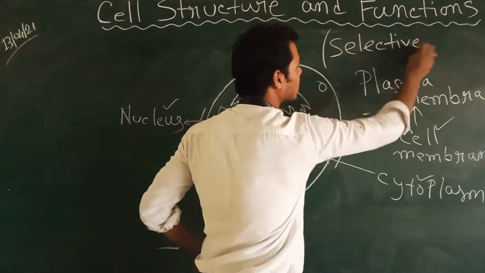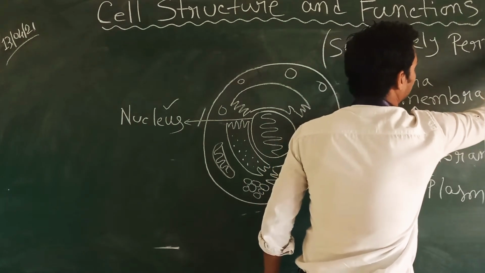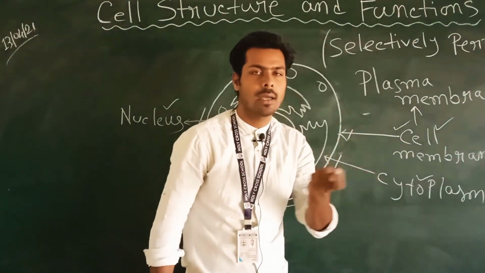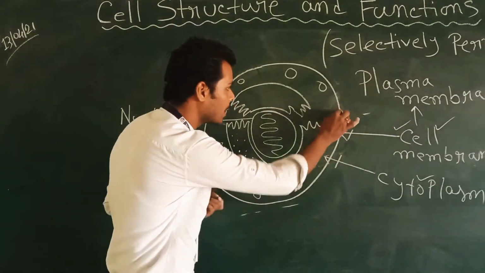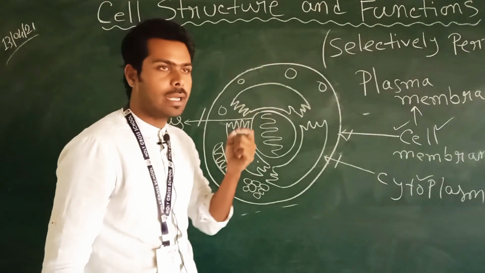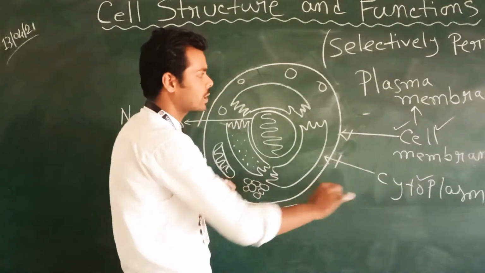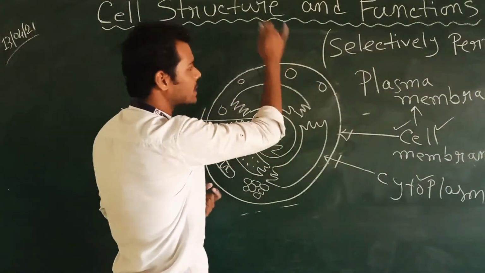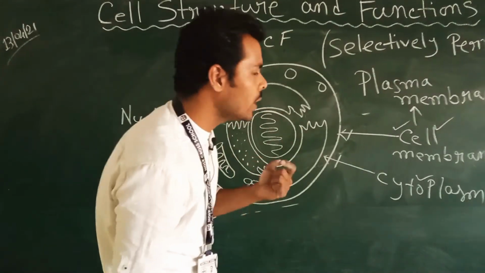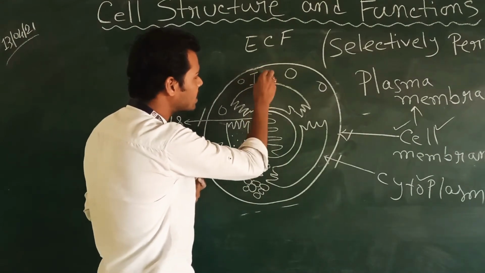So what is the meaning of selectively permeable? Selective permeability is the characteristic feature of a cell membrane. That means this cell membrane allows only a few selected biomolecules to cross it. The fluid present outside the cell is called extracellular fluid, and the fluid present inside the cell is called intracellular fluid.